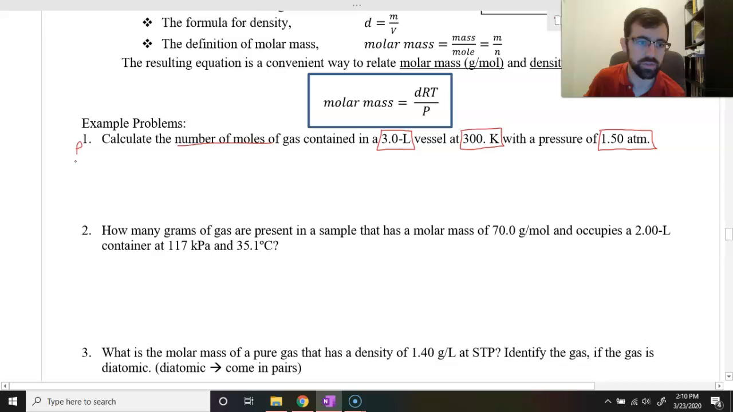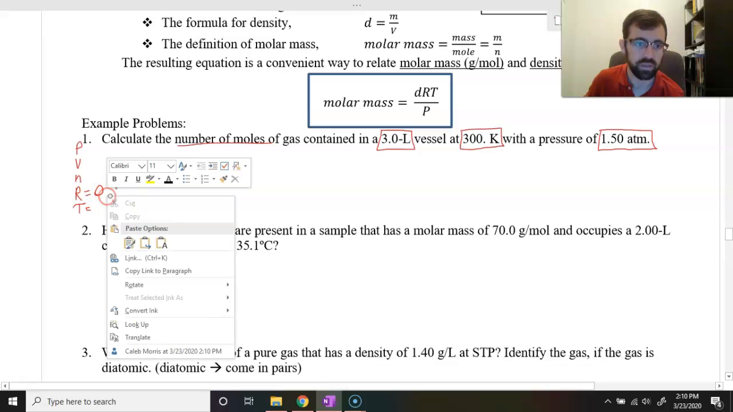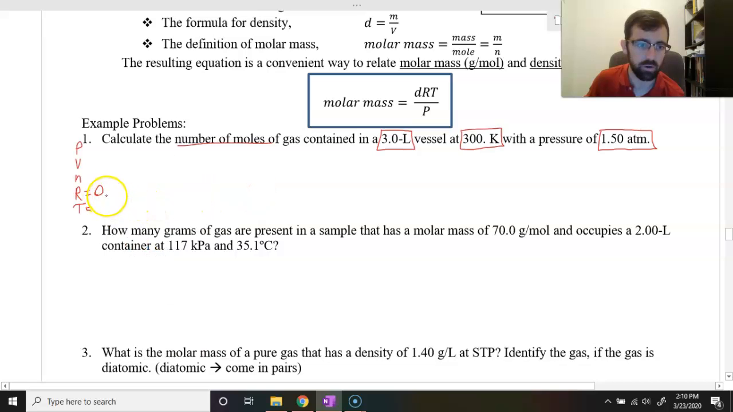We're going to write down our variables or our values. P, V, n, R, T. It's one of these that's always going to be the same, and that's R. Again, it's called a constant, so it's always 0.0821, and the units are liter atmospheres per mole Kelvin. That's the one that we always know.